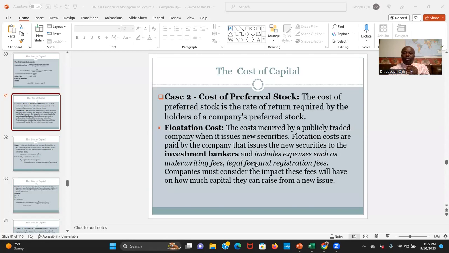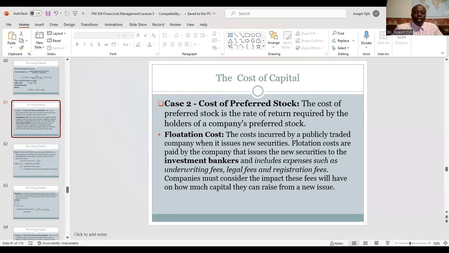In a nutshell, the flotation cost includes expenses like underwriting fees, legal fees, registration fees, and so on and so forth. We have to consider the impact of the flotation cost when calculating the cost of preferred stock. Now, just making sure you're seeing this very well.